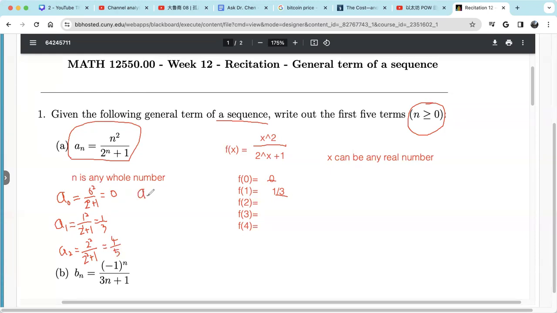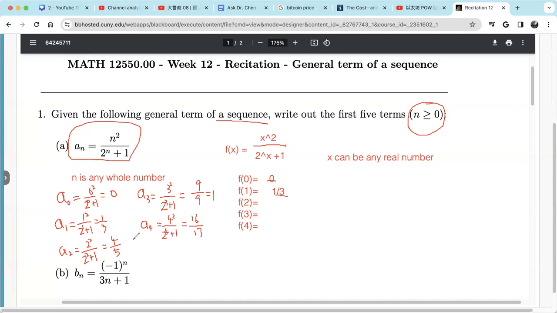So then the fourth term will be a sub 3. A sub 3, we have 3 squared in the numerator, 2 raised to 3 plus 1 in the denominator. 3 squared is 9. 2 raised to 3 is 8. 8 plus 1 is also 9. So that equals 1. And a sub 4, the fifth term, is 4 squared in the numerator. The denominator will have 2 raised to 4 plus 1. 4 squared is 16. 2 raised to 4 happens to be 16 also, 16 plus 1. So that's 16 over 17.